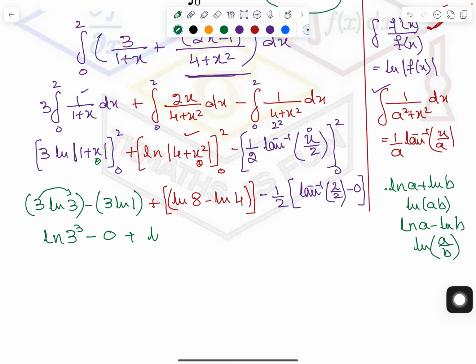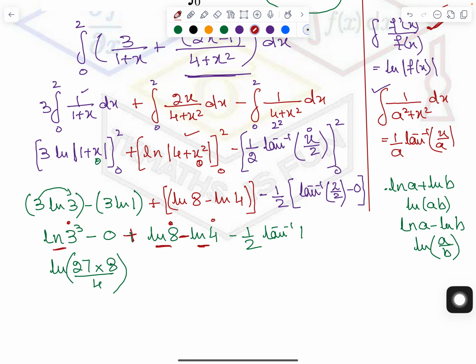Now here it is ln 8 minus ln 4. And if I see here, minus half, now tan inverse 1. If you see, it is equal to pi by 4, right? So what I'm getting here is ln 27 times 8 divided by 4. What did I do here? If you see, this term is with ln, this term and this term. These 3 terms are here with ln. So when there is a plus sign, this number and this number will multiply. But when there is a minus sign, this number will divide because of this rule.